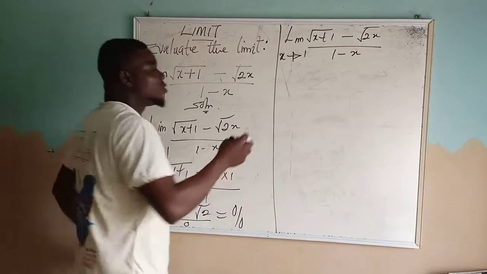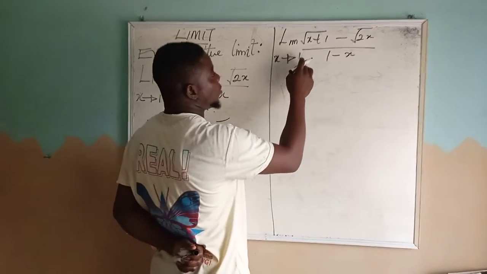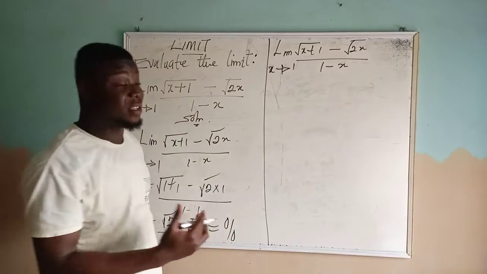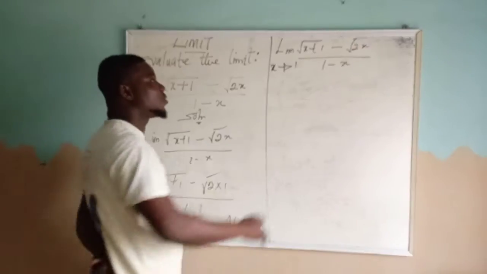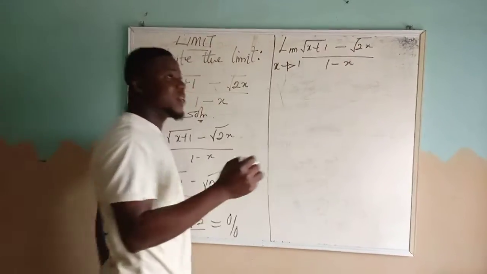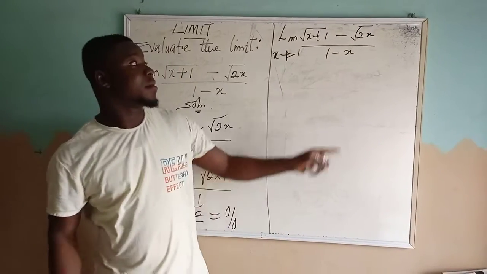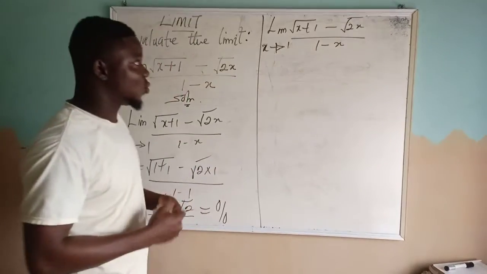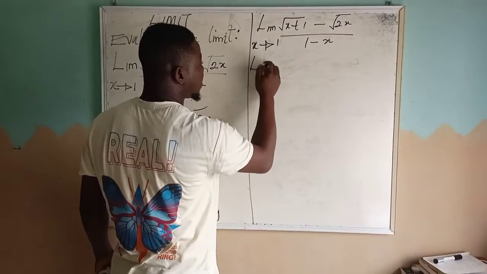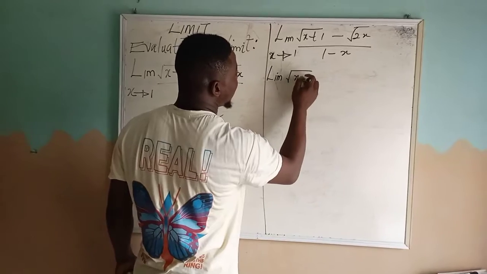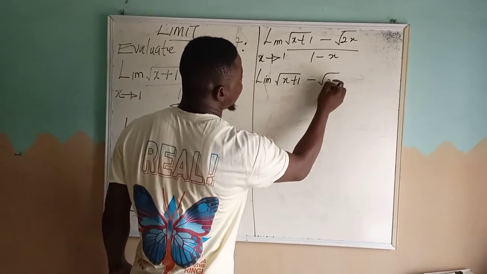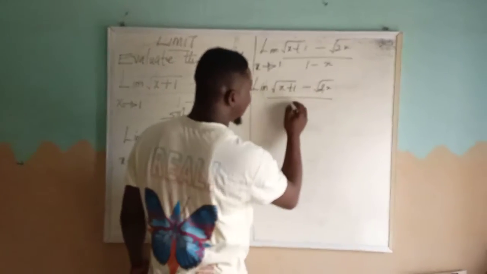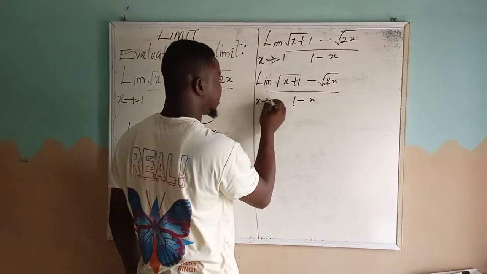So, doing that, of course, we are going to first of all take the conjugate of the numerator. And the meaning of conjugate simply means the change of sign. So we are going to take the conjugate of the numerator and then use that conjugate to multiply both the numerator and the denominator. That is how you rationalize. So let's do that quickly. So this gives us limit of the square root of x plus 1 minus square root of 2x divided by 1 minus x as x tends to 1.